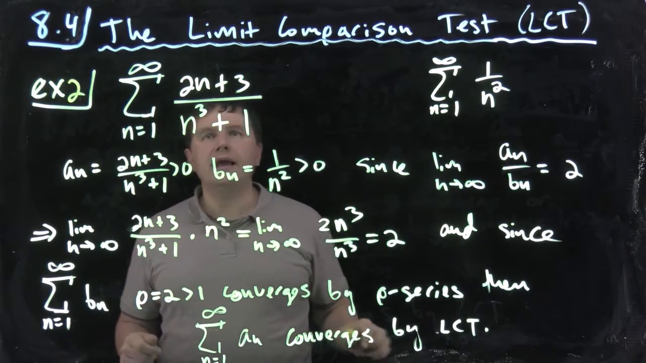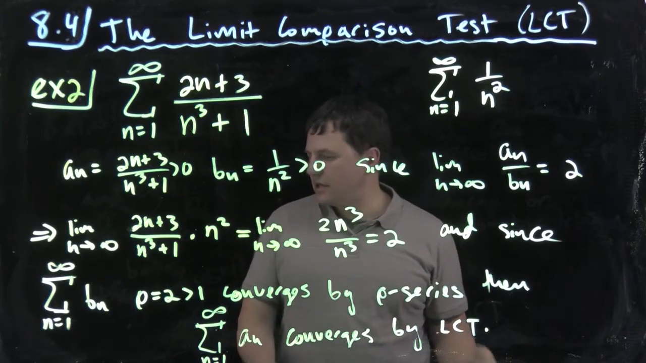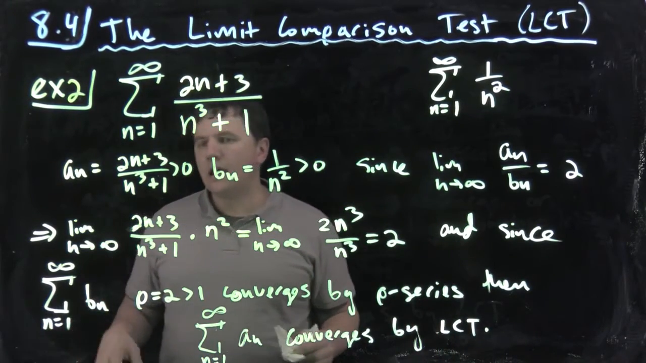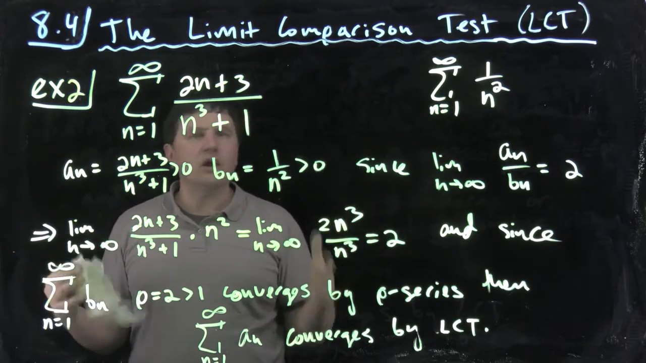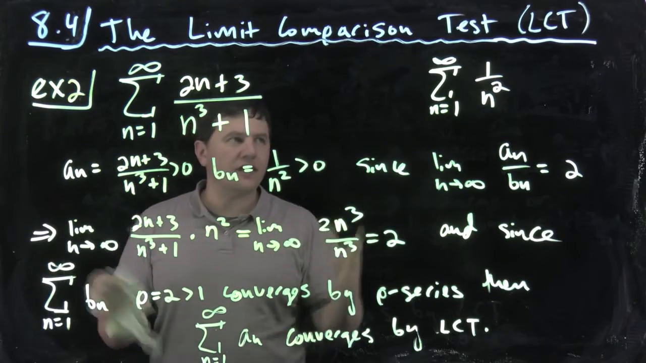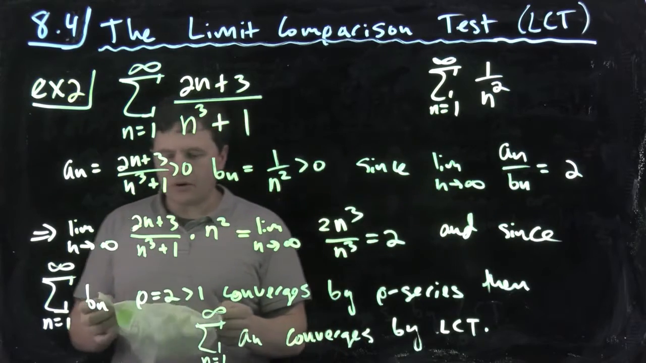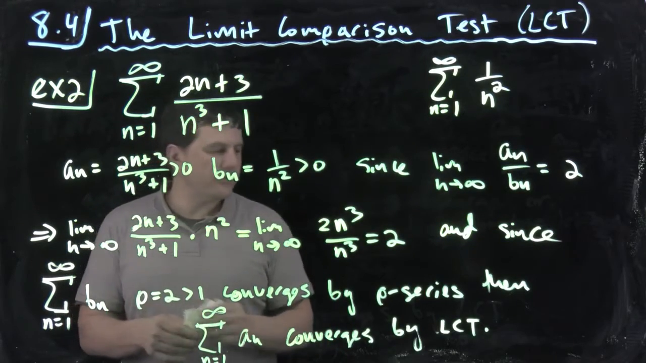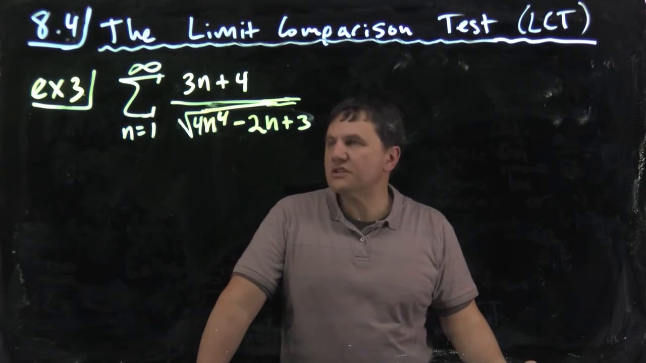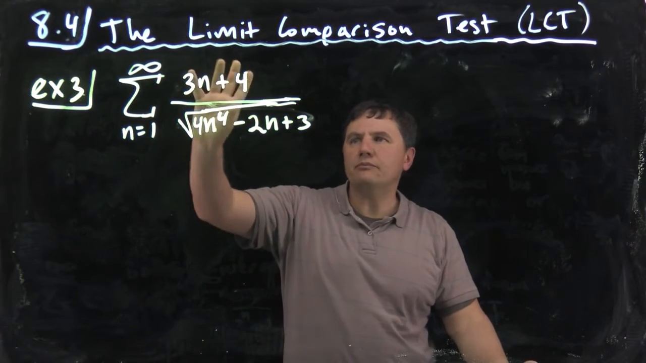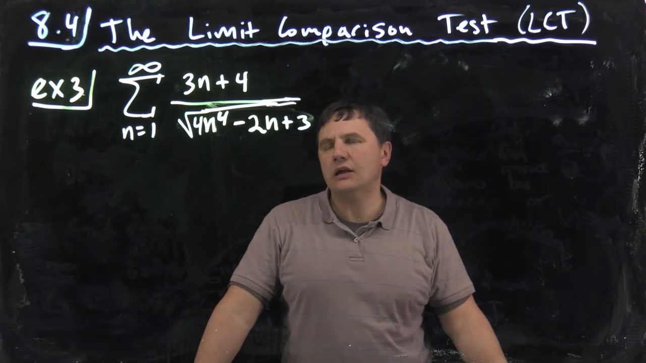Okay, and let's do one more, and then that will be it for this video. Really, the whole limit comparison test always relies on using another test. So it's just a matter of comparing these limits to each other for large numbers. Okay, so let's talk about example 3. I'll give you one that's a little bit confusing here.